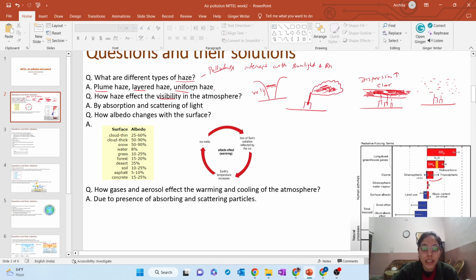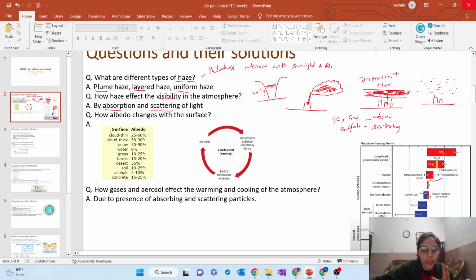So what happens is that these particles can have absorption as well as scattering. In the last class also, I said that there are certain particles, for example black carbon and brown carbon, which actually absorb light. On the other hand, there are particles like sulfate which scatter light.